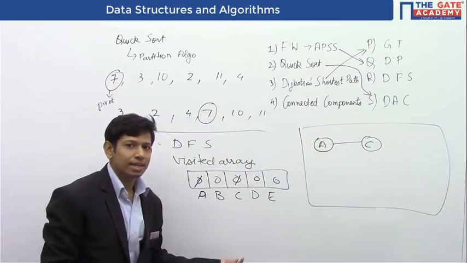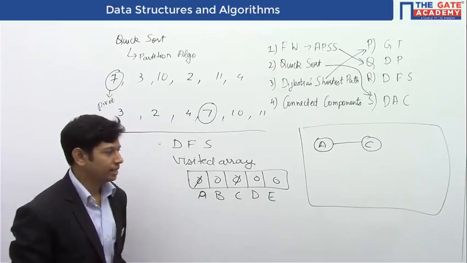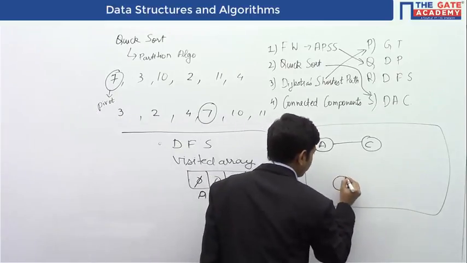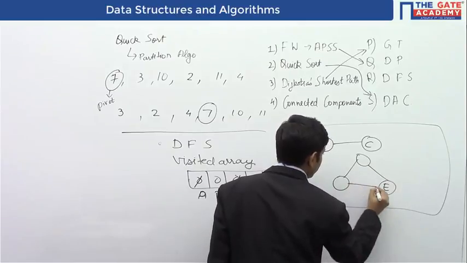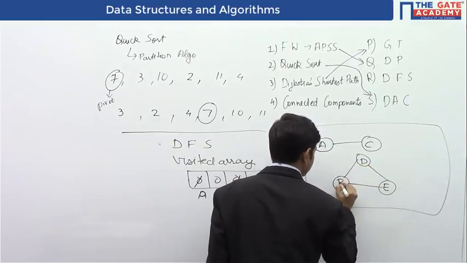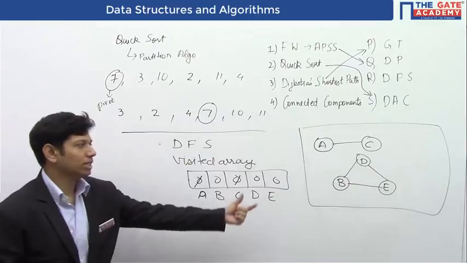Now what vertices are remaining? B, D and E. So this was the given graph.